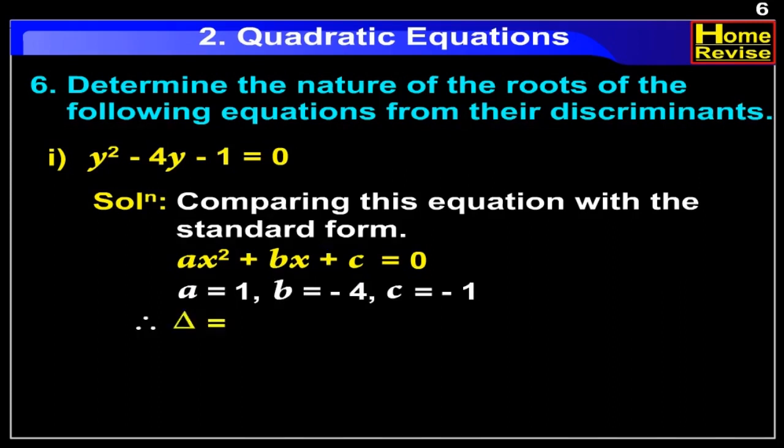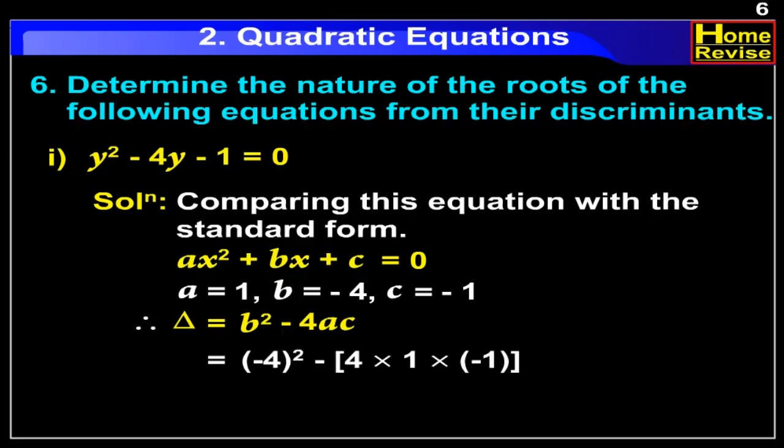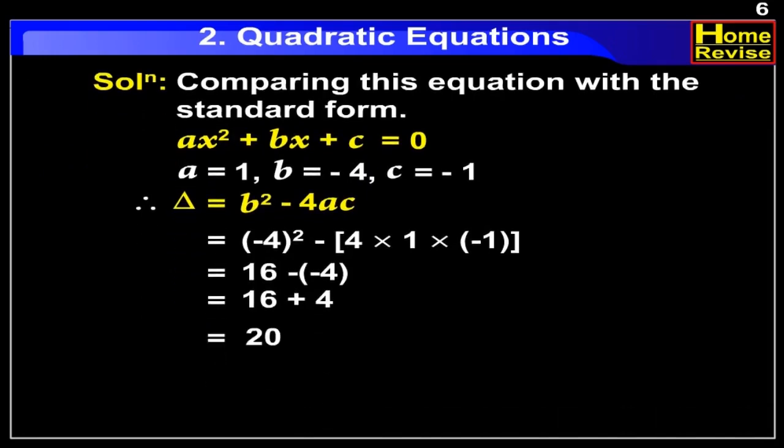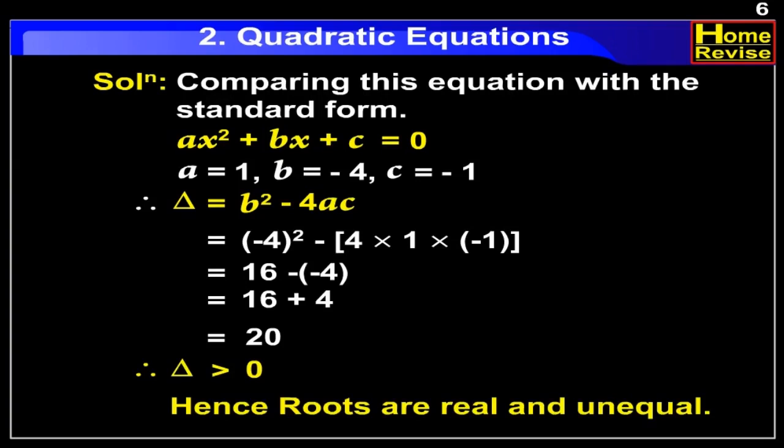Therefore, delta is equal to b² minus 4ac is equal to (minus 4)² minus 4 into 1 into minus 1 is equal to 16 plus 4, which is equal to 20. Therefore, delta is greater than 0. Hence, roots are real and unequal.